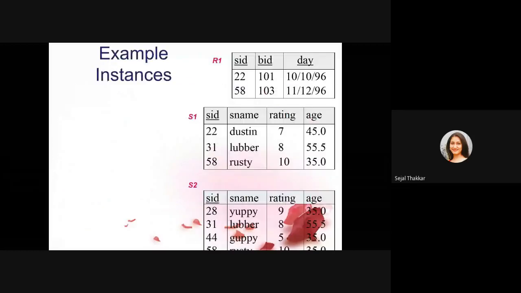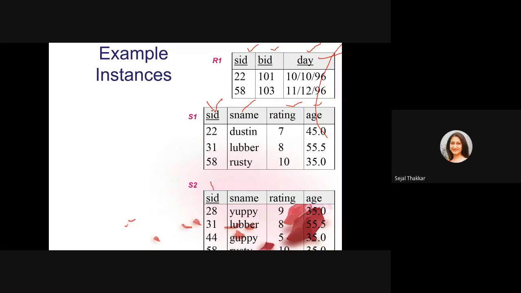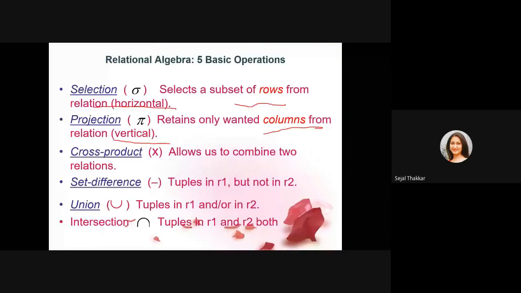I have these 3 relations, 3 tables, R1, S1 and S2. R1 has 3 columns, SID, BID and day. S1 has 4 columns, SID, SName, rating and age. S2 again has 4 columns, SID, SName, rating and age. So these are the 3 tables. Now I want to apply the selection and projection operations on these 3 tables.